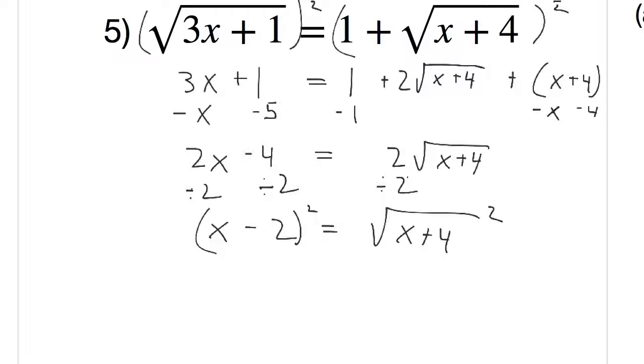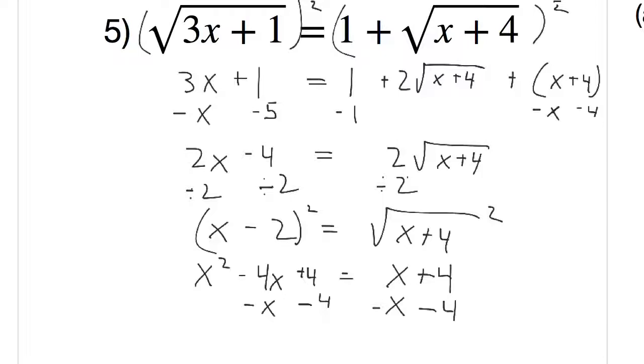We square both sides. X minus 2 squared, that's going to be x squared minus 4x plus 4. I'll fix that minus 4 in a second. Equals x plus 4. Subtracting 4 from both sides, subtracting x from both sides, we get x squared minus 5x equals 0.